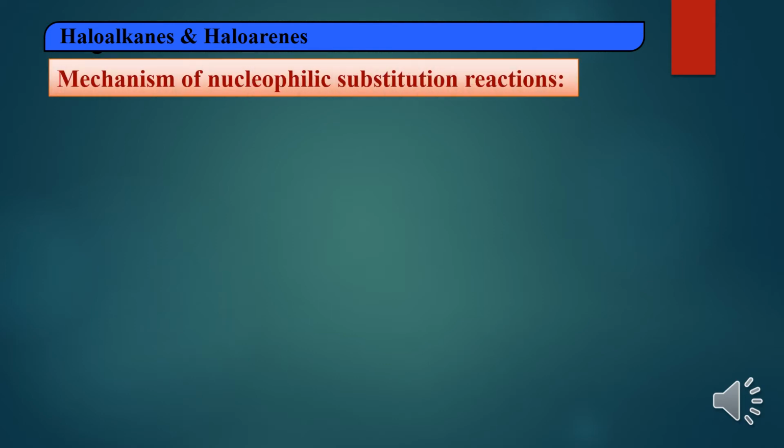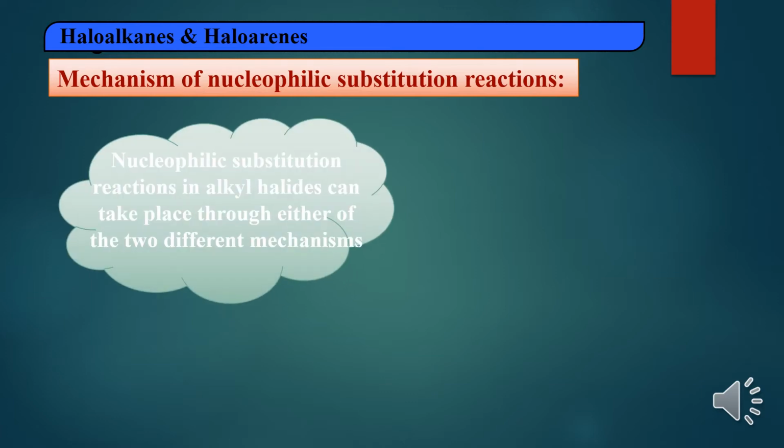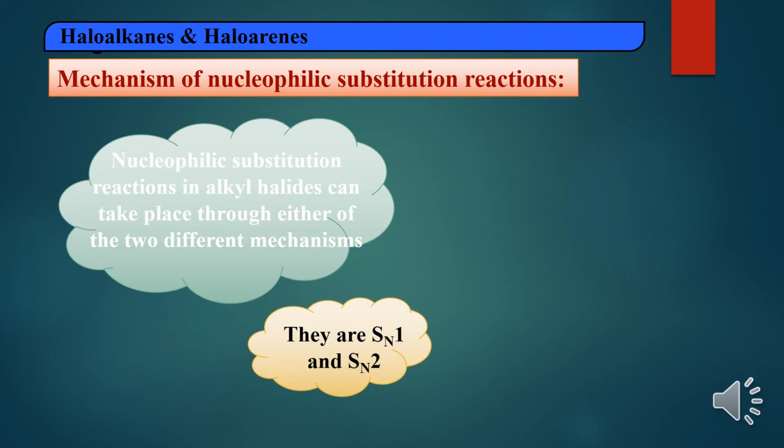Students, in this video, we will study the mechanism of nucleophilic substitution reactions. In the last video, we already studied nucleophilic substitution reactions. Today, we are going to study the mechanism. The nucleophilic substitution reaction in alkyl halides can take place through two different mechanisms. They are nothing but SN1 and SN2.